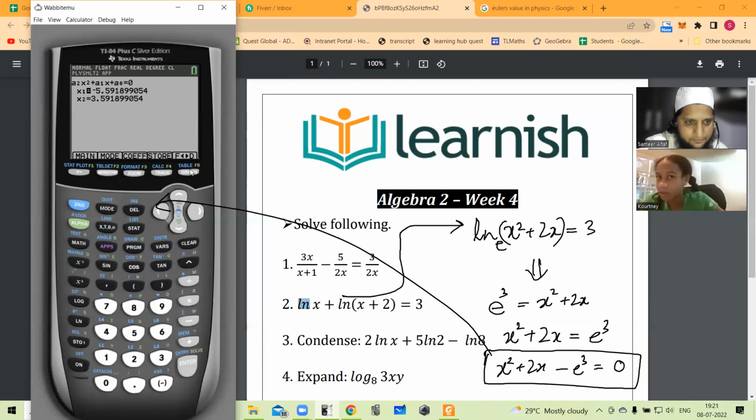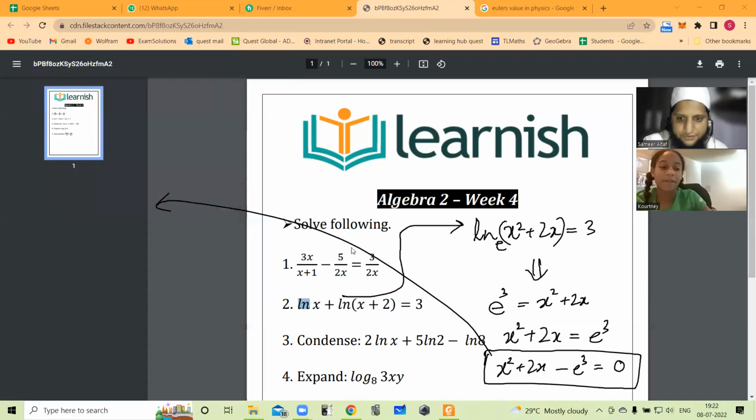Could you show me how to solve that with the quadratic formula? Yes, definitely. Thank you, because I don't have it on my calculator. All right, we're having 2 minutes for this. We'll be logging in again after this. So let's get started.